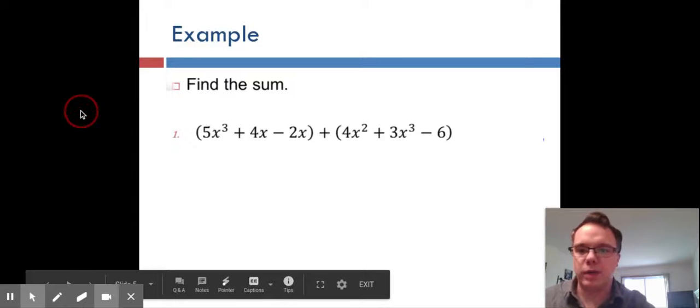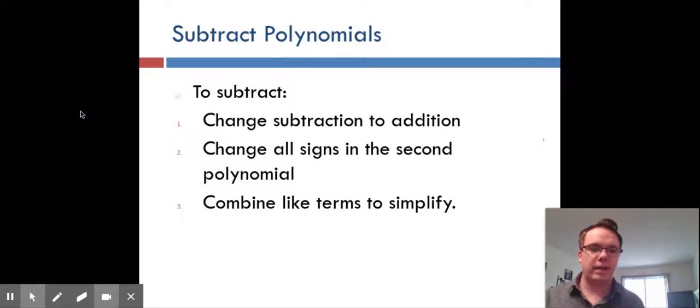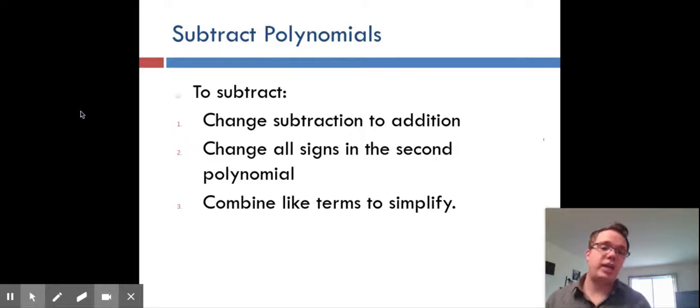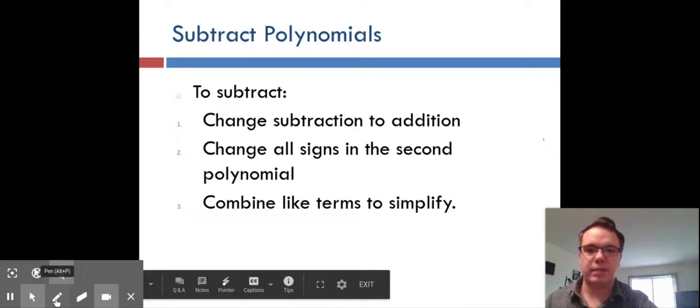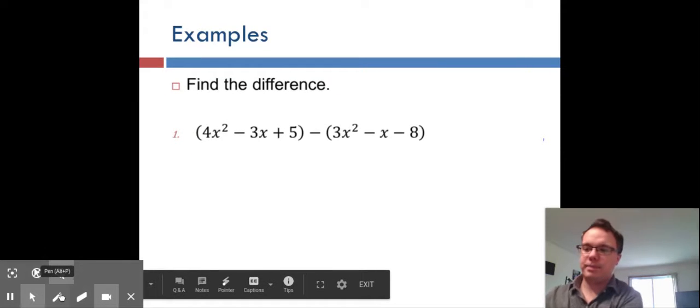All right, so we're not only going to add polynomials today, we're going to subtract polynomials. So I'm going to pause here for a second so you can pause the video, write this down in your notebook, and hit play when you are ready. So to subtract polynomials, we are going to change our subtraction to addition. And to do that, we're going to change the sign in the middle of the problem to addition. And then we're going to change all the signs in the second polynomial. And then we're going to combine our like terms just like we were in an addition problem. So let's make that make more sense with an example.